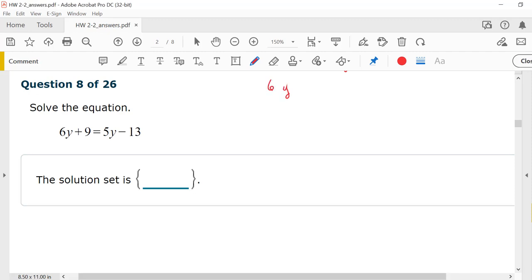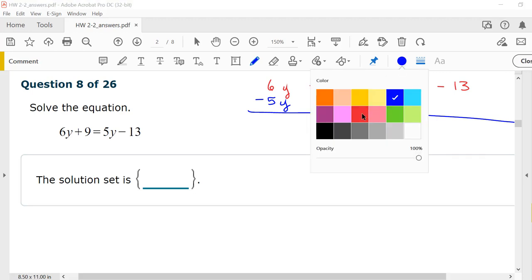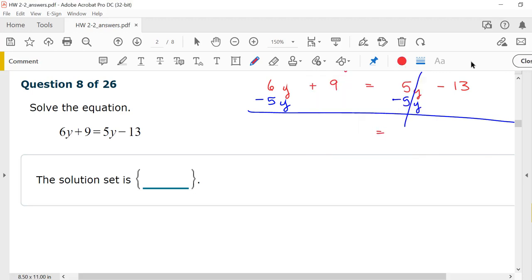Number 8, 6y plus 9 equals 5y minus 13. There are no like terms on either side that I can combine. So the trick now is to get the y's all on one side and the constants on the other side. So I'm going to pick to move the 5y back to the left-hand side. So I'm going to subtract 5y from both sides. 5y minus 5y is 0. So on the right, I have just negative 13.